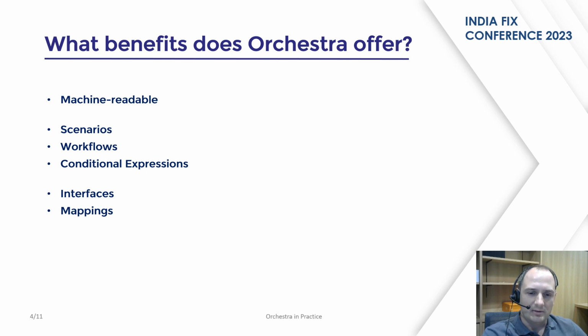Two other parts of Orchestra which are interesting are the interfaces and the mappings. The interfaces let you describe your service offerings. Essentially, what this means is that it lets you describe in a standard way to your counterparties where and how they should connect to. If we take the trivial examples, then this is the IP, the port, and the CompIDs. But the interfaces standard, of course, allows you to describe much more around your service offerings and then distribute it to your counterparties.